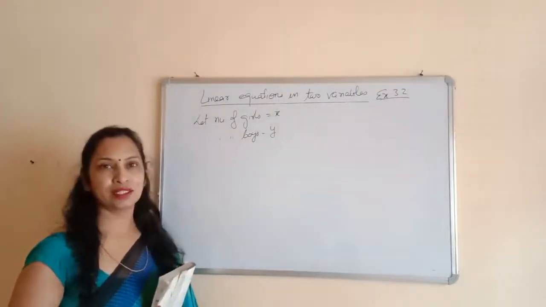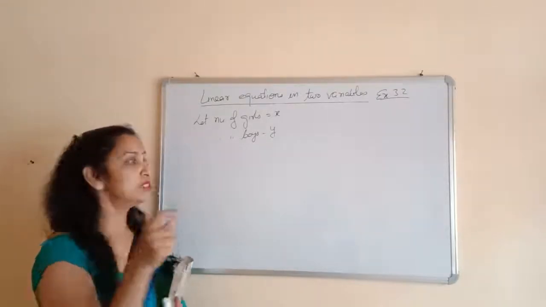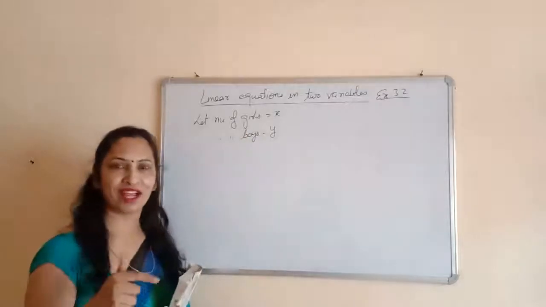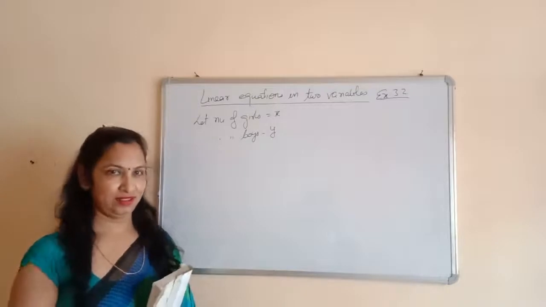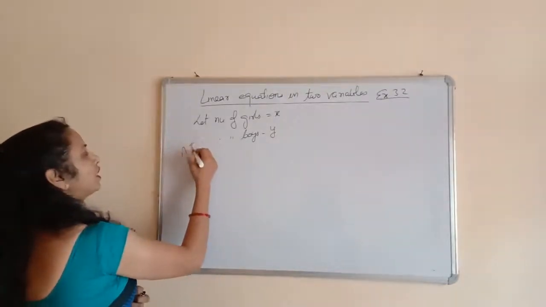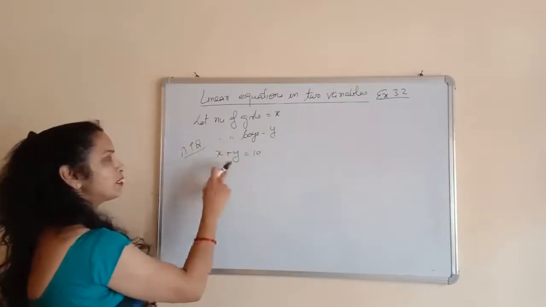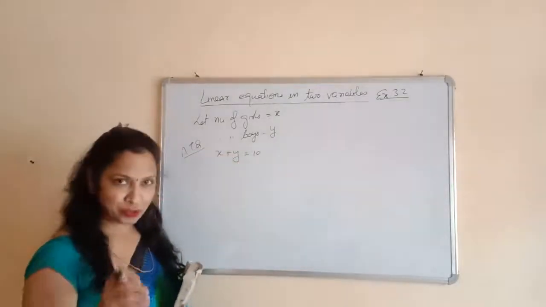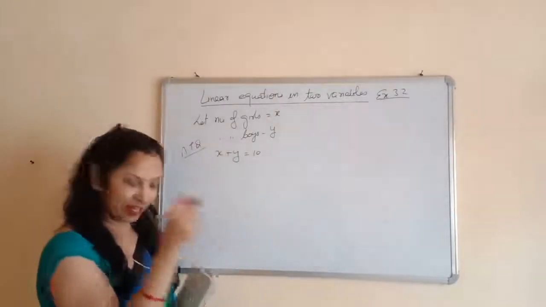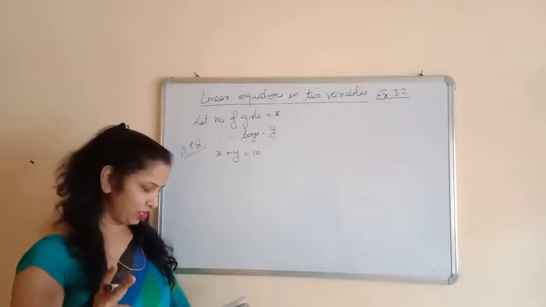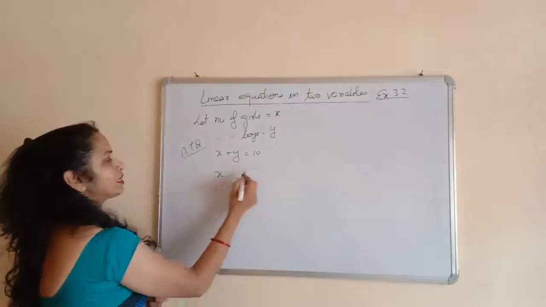In the question it is given that 10 students are there. Suppose in your class 10 students are there, and the number of girls is x and the number of boys is y, so girls plus boys is equal to 10. According to the question, we can write x plus y is equal to 10. Total 10 students are there, in which x are girls and y are boys. And the second equation: the number of girls is 4 more than the number of boys.